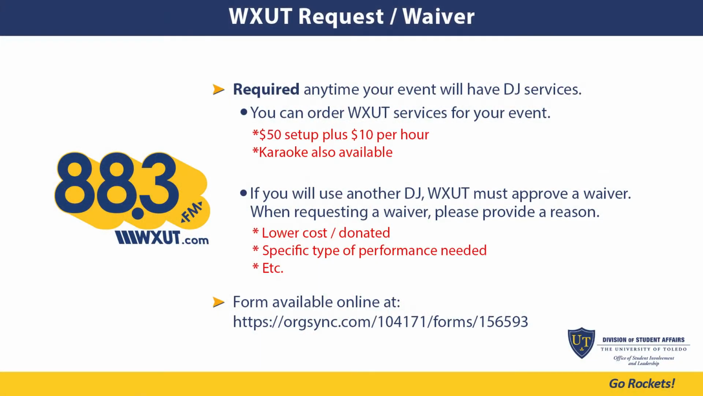One form that is used quite frequently by student orgs is the WXUT request or waiver form. This form can be located on OrgSync by searching WXUT's portal and selecting Forms on the tab bar. You can also find this form on the provided link. This form has a dual purpose and can be used to request their services or waive their services depending on your organization's needs.